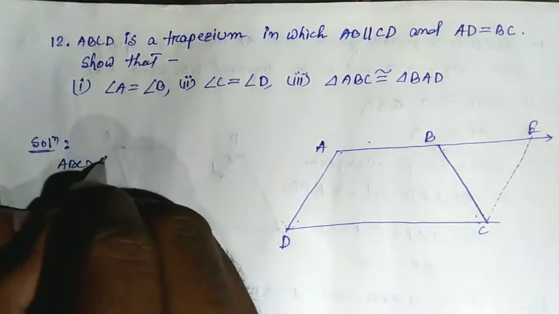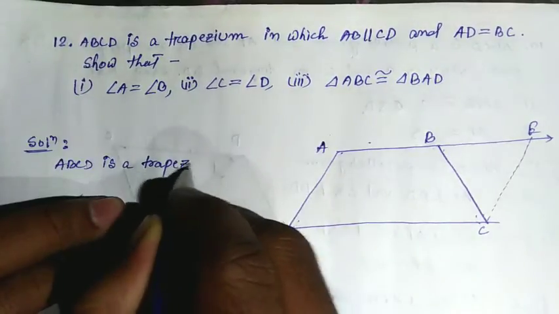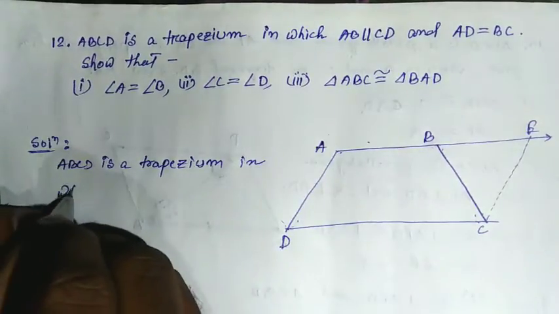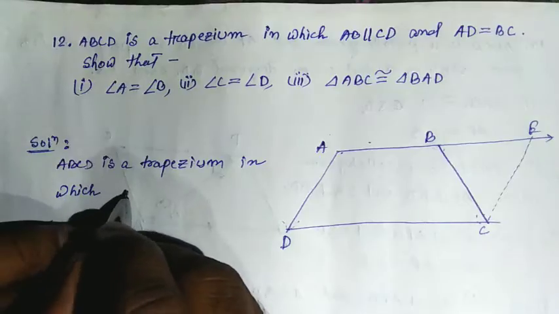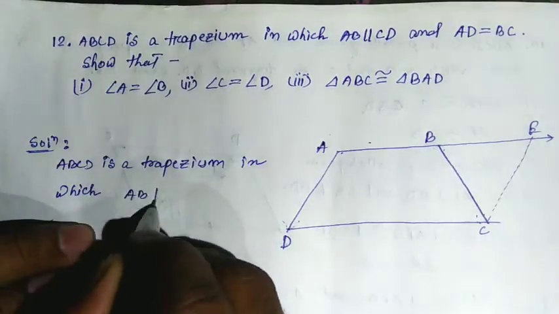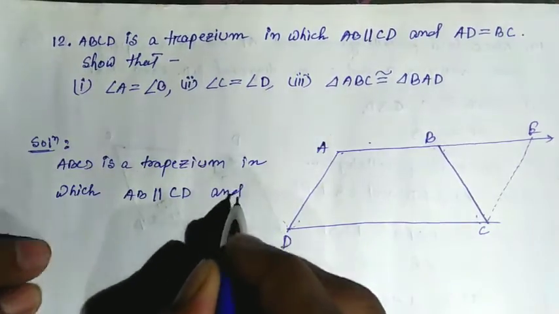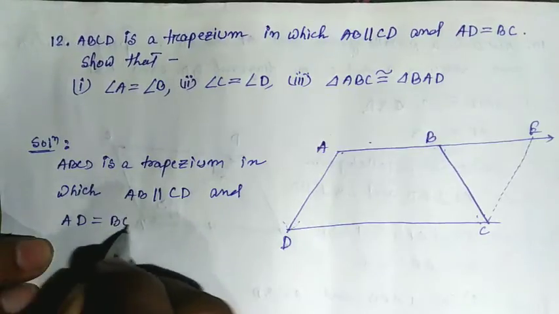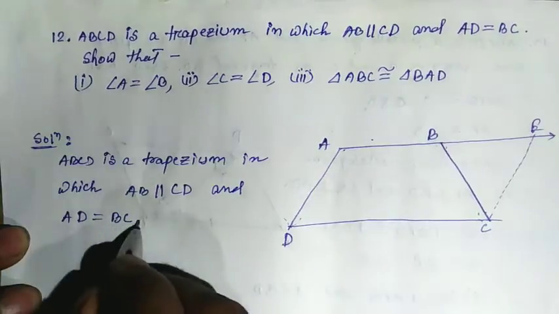ABCD is a trapezium in which AB is parallel to CD and AD is equal to BC. These things are given.